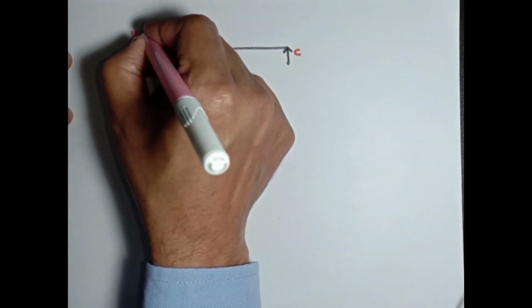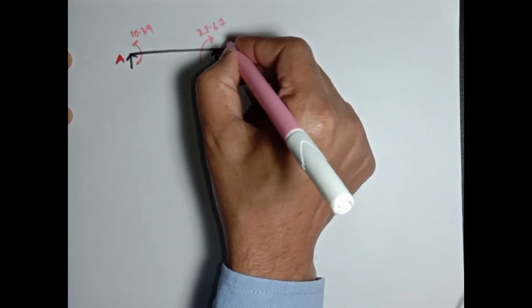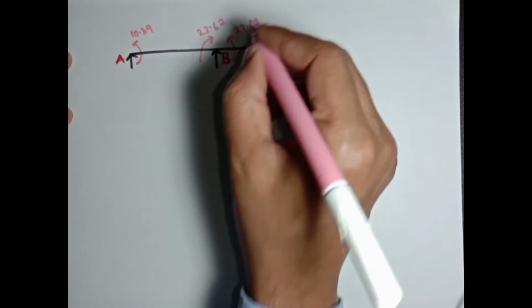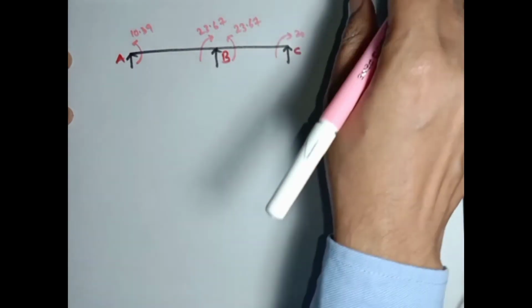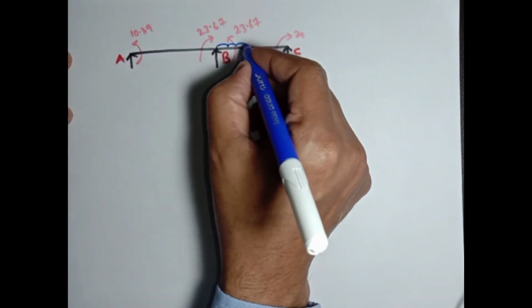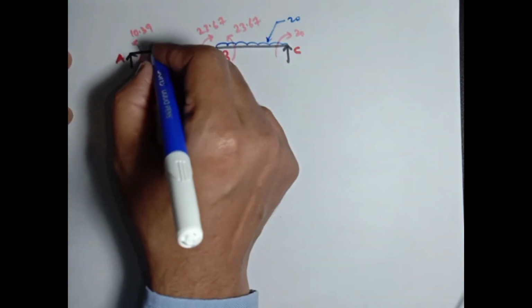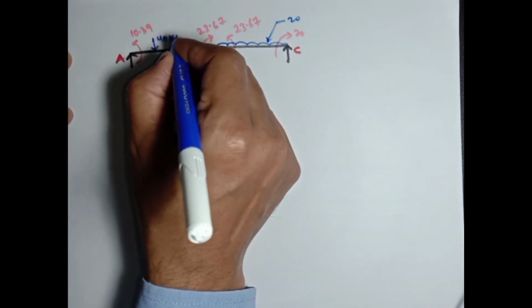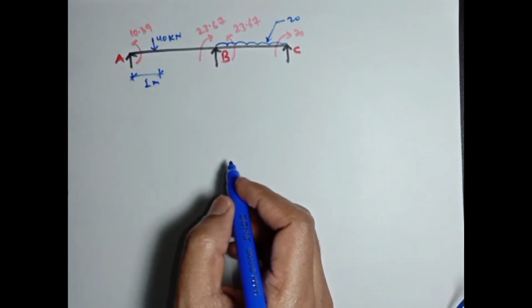And the loading values are shown here as 10.39. This moment is 23.67, an anti-clockwise moment of 23.67 at point B, and at C there is a 20 kN-m external moment. There will be a UDL of value 20 on span BC, and there is a point load of 40 kN which is acting at a length of 1 meter from support A.